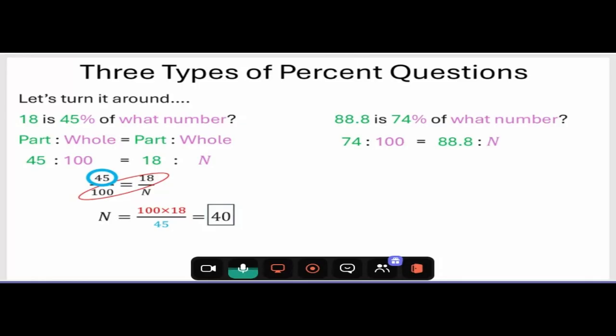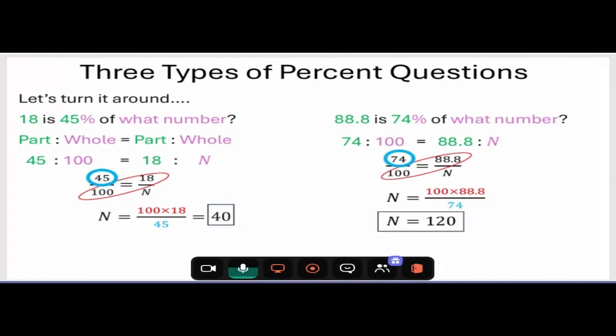Once you've identified that, you can write it as a ratio. 74 out of 100 is equal to 88.8 out of what? Find the cross product with no variables, divide by the other one, and we get 120. So 88.8 out of 120 is 74%.